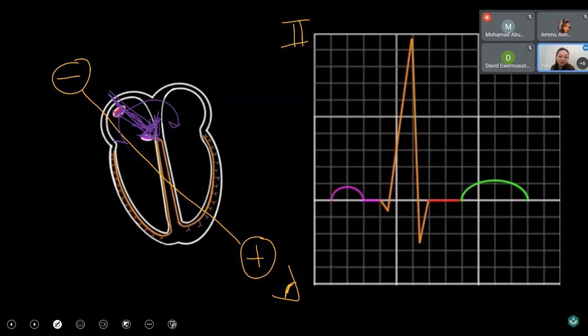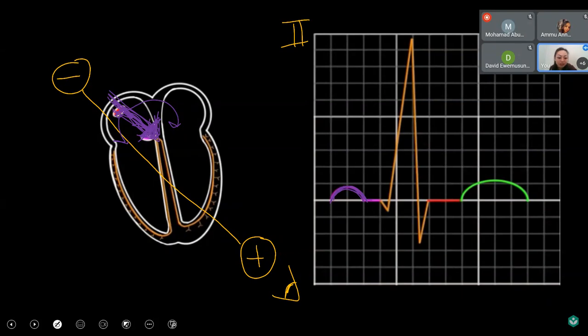So notice this arrow is pointing to the positive end, correct? It's pointing towards our positive pole. If it's pointing towards our positive pole, is this going to be a positive or a negative deflection? Positive. This is why we see on lead 2, guys, a positive deflection for the P wave, because the vector is going in the direction of the positive pole. Okay?